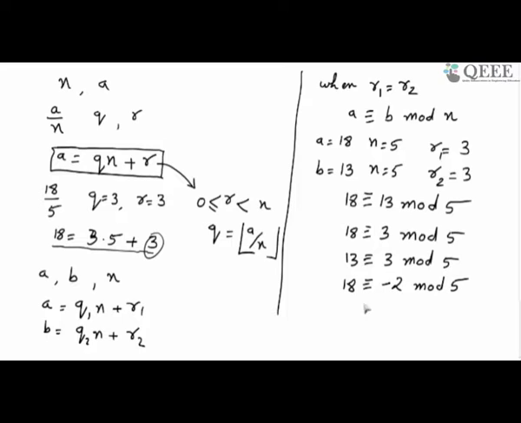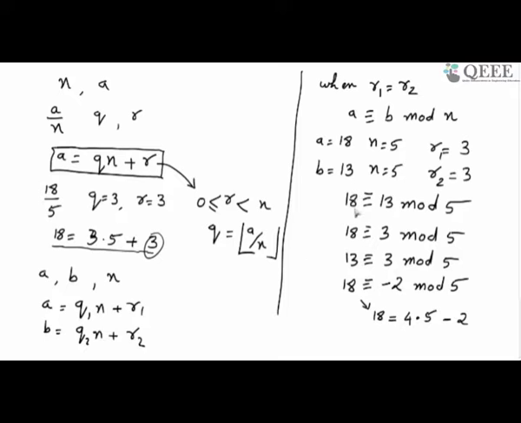Why can we say this? Is because we will see that 18 can be written as 4 into 5 minus 2, so 4 into 5 is 20 minus 2, right? So it leaves a remainder of minus 2. So all these are various statements, or these are the various examples for modular operation.